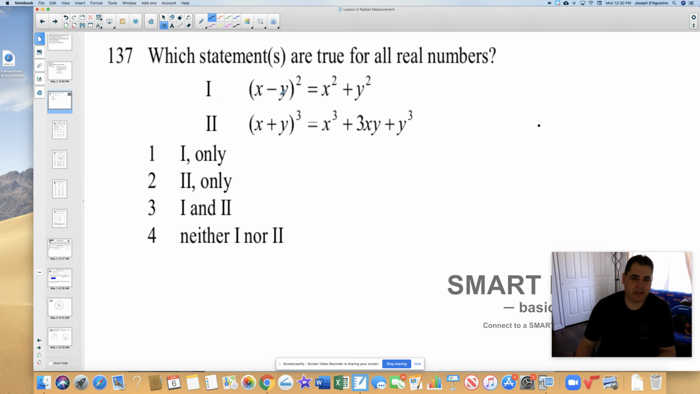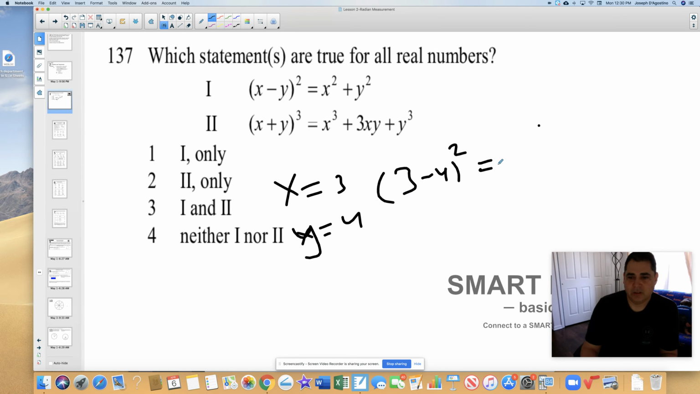If I plug 3 in for x and 4 in for y, 3 minus 4 squared is not going to be the same thing as 3 squared plus 4 squared. It's definitely not the same. Same thing with 2. If you plug in 3 and 4, it's not going to give you the same. You might think, oh, there is a middle term here, but you have to write this 3 times and FOIL it out, or use the box method. So this actually doesn't work either.